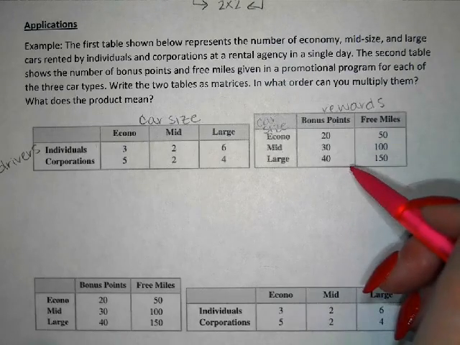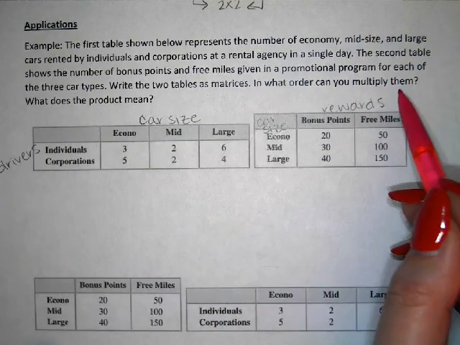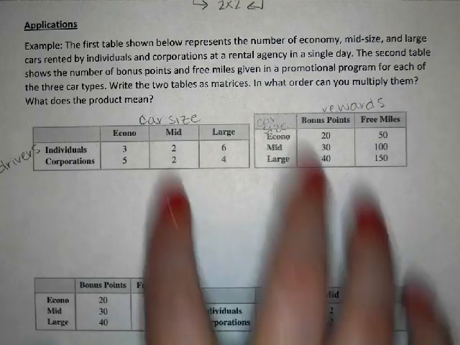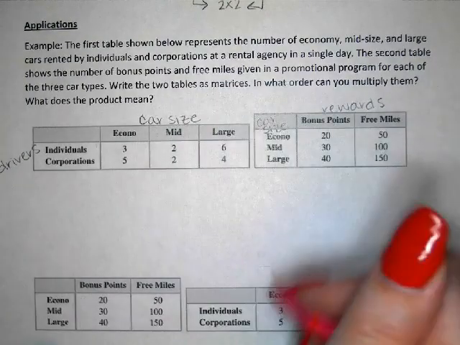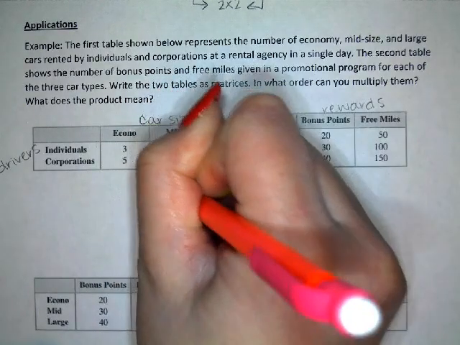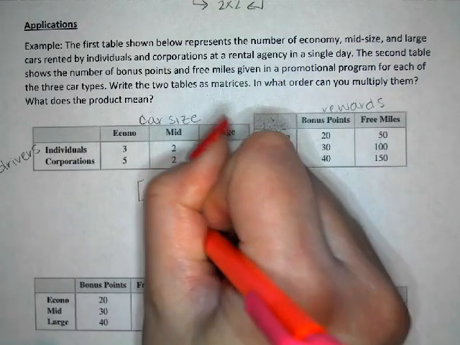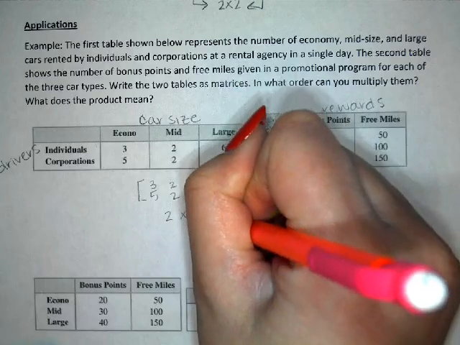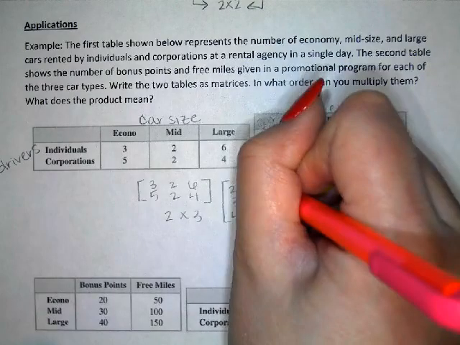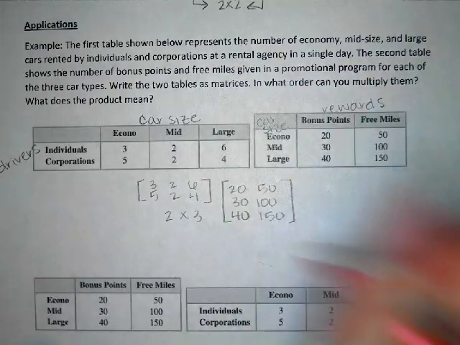It says write the 2 tables as matrices. In what order can you multiply them? And then what does the product mean? So I went ahead and I just laid out the tables in each order. So I'm just going to write this one first. We've got 3, 5, 2, 2, 6, 4. This is a 2 by 3 matrix. And then 20, 30, 40, 50, 100, 150. This is a 3 by 2 matrix.